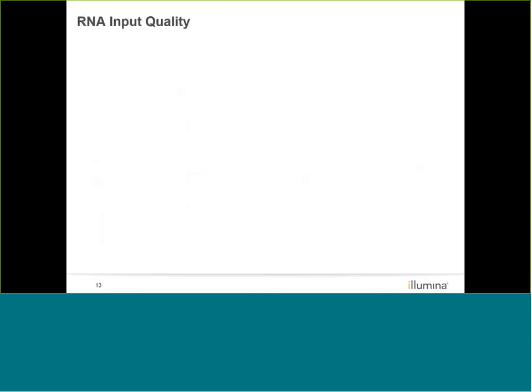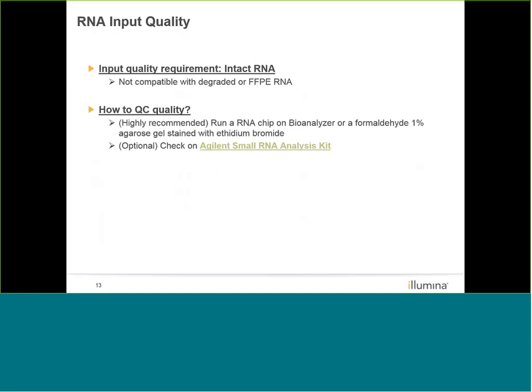Once we isolate RNA, the first thing that we are going to look at is the quality of the RNA input. The input requirement for our TruSeq small RNA kit is that you need to have intact RNA. The kit is not compatible with degraded FFPE RNA. When we say intact RNA, it means RIN value greater than 8 for mammalian species. For other species, you might want to check the literature and see what the criteria is.